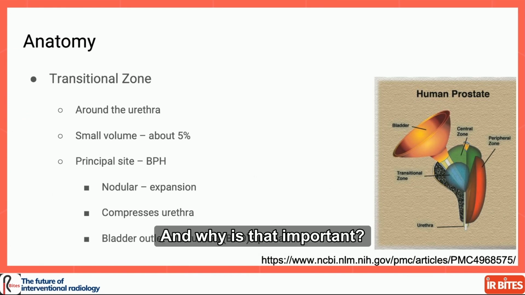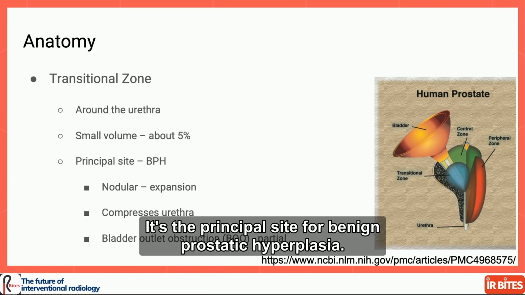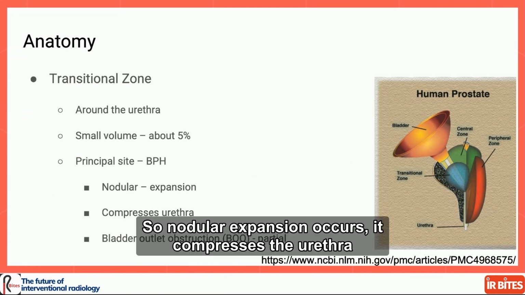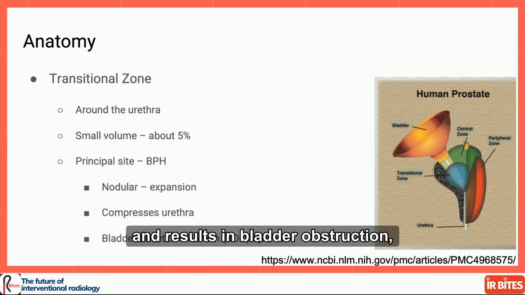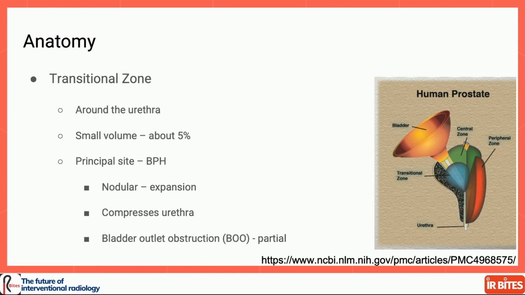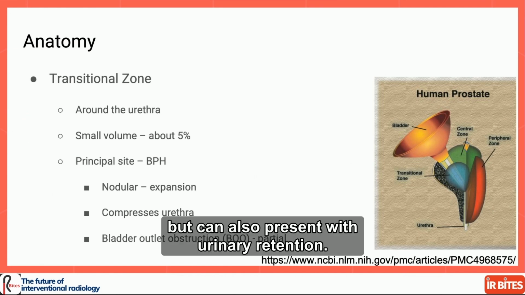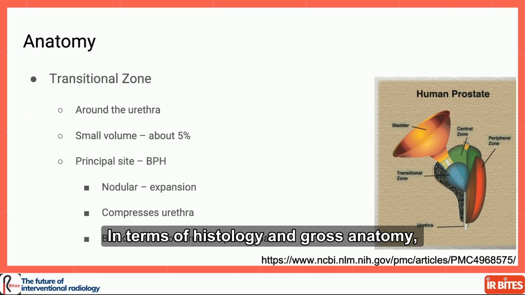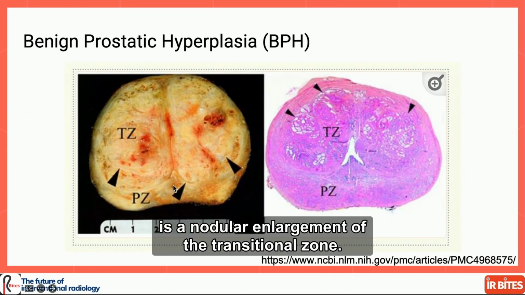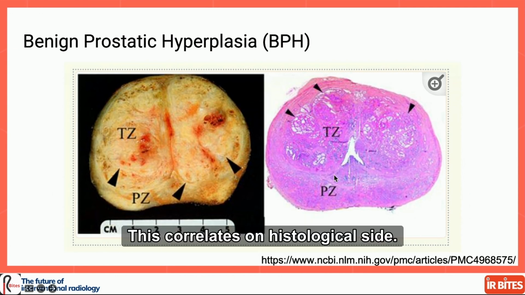And why is that important? It's the principal site for benign prostatic hyperplasia. So nodular expansion occurs, it compresses the urethra and results in bladder obstruction, which is often partial, and that's why they present, but they can also present with urinary retention. In terms of histology and gross anatomy, we can see the nodular enlargement of the transitional zone. This correlates on the histological side.